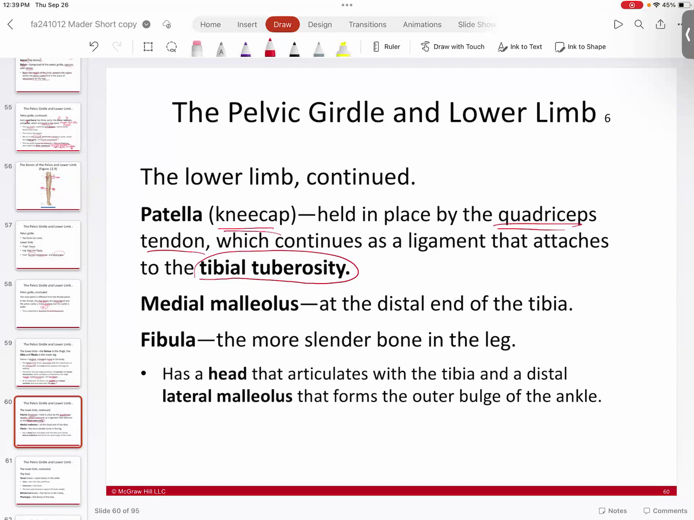At the bottom portion of the distal end of the tibia, you'll have what's called a medial malleolus. So this is a bump area in the tibia that forms the inside ankle. So that little bump on the inside of your ankle is the medial malleolus of your tibia. Your fibula, which runs alongside your tibia, has a fibular head that articulates with the tibia at the knee. And then distally, it'll articulate with the tibia. And then it'll form the lateral malleolus, which is the little bump in your ankle on the outside of your ankle. This is basically the lateral malleolus.